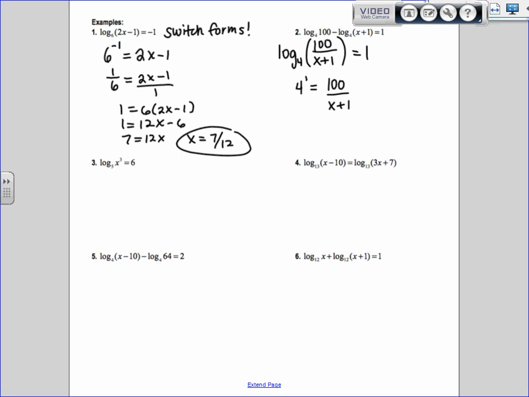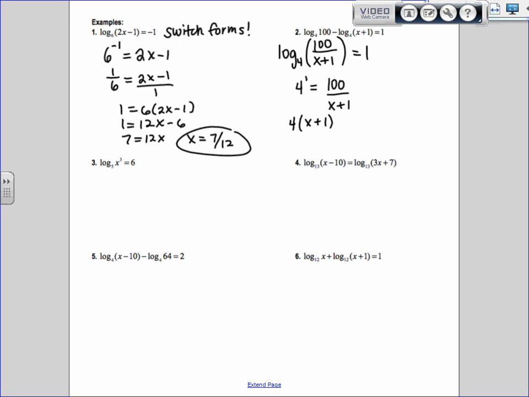Some of you are super smart in this class. You know the answer already, because you're like, oh, 100 divided by some number gives me 4. That number has to be 25, so what would I need for x then? 24. You see it? Not 3.